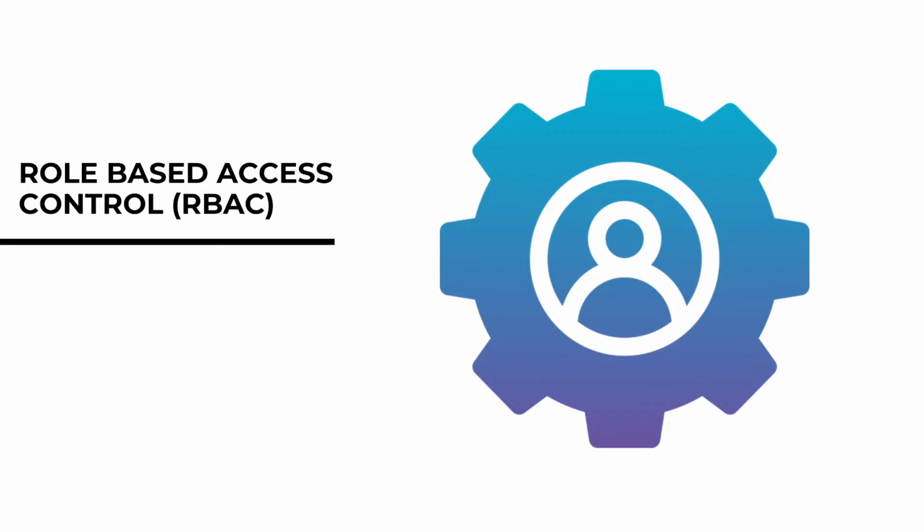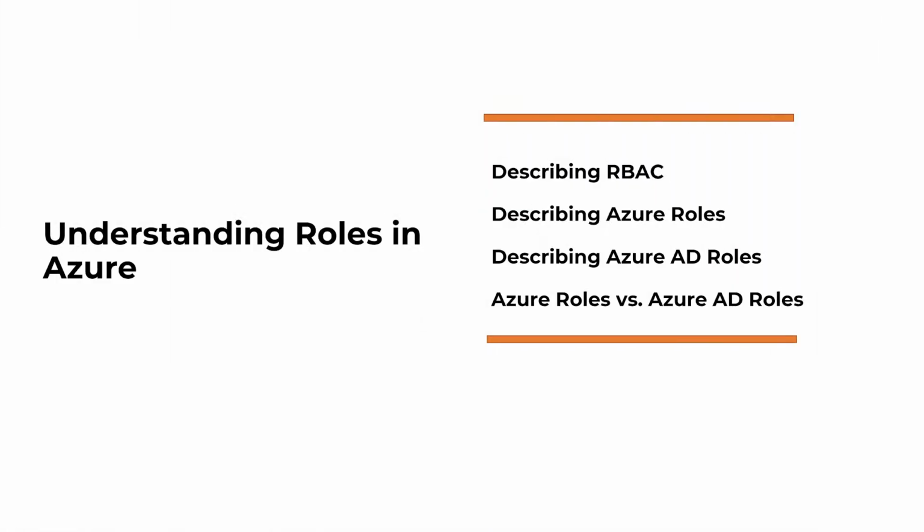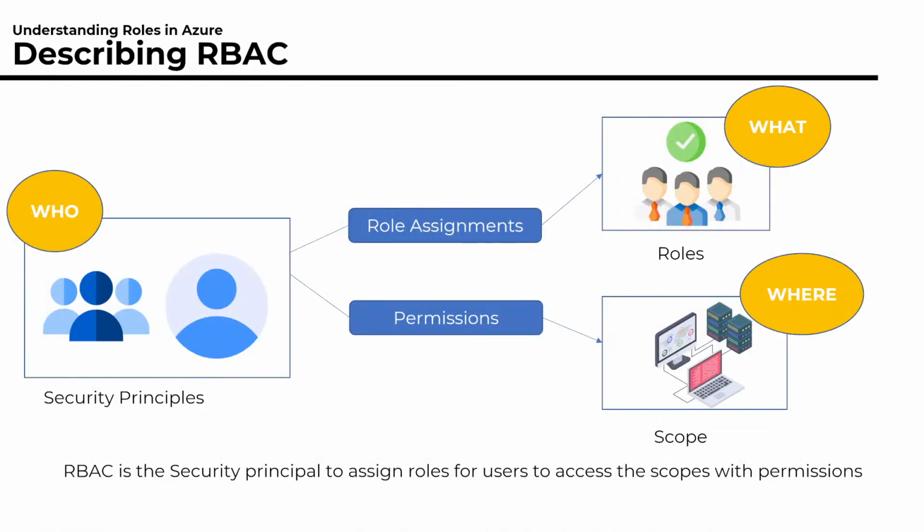And we can also provide custom roles to the user, like what actions the user can perform, or what actions the user cannot perform. So all these actions or roles that we can assign to the user come under RBAC, role based access control. In this we will see what an RBAC is, what the Azure roles and the Azure AD roles are, and what the key differences are between the Azure roles and the Azure Active Directory roles. So now coming to RBAC, what is an RBAC?